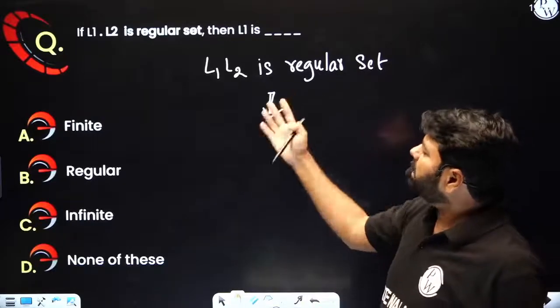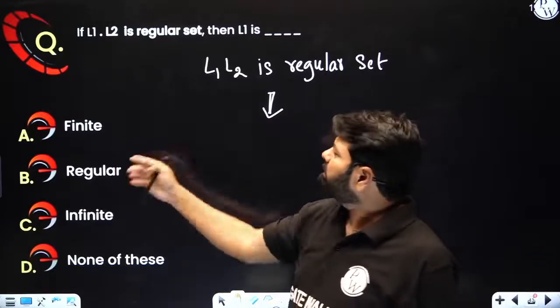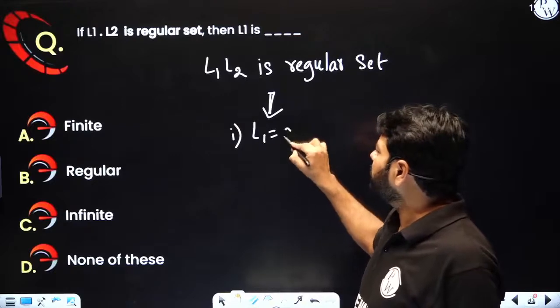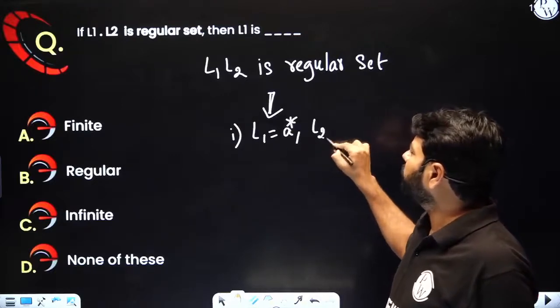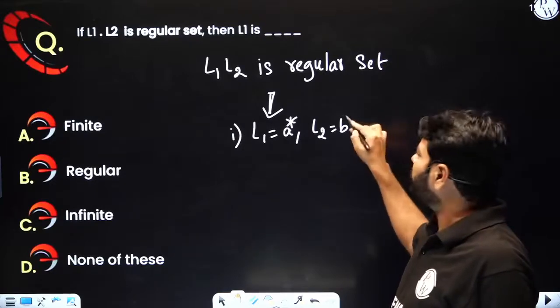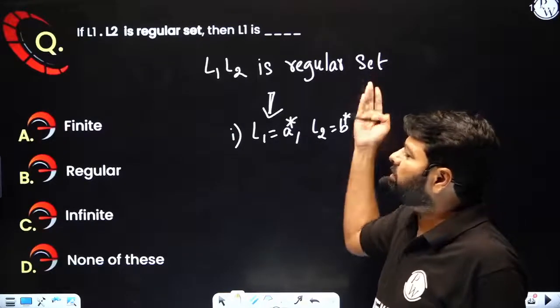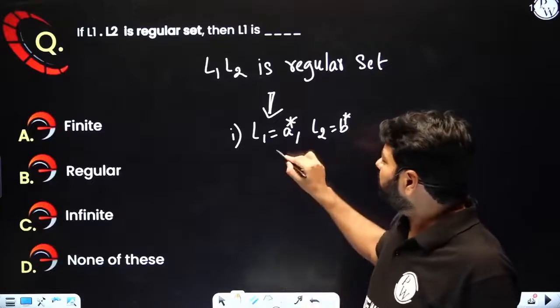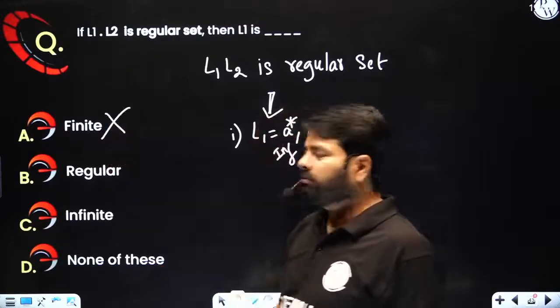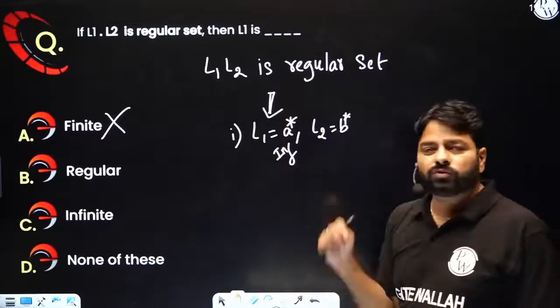Now what is L1? Is it always finite? Is there any possibility of infinite? For option A, I'm just taking L1 is equal to A star, and L2 you may take, let's say, B star, or anything. It could be finite also sometimes. A star dot B star is already a regular language, but L1 is here infinite. But the option says L1 is finite, so I can delete it. It's possible to be infinite, so you can't choose finite.